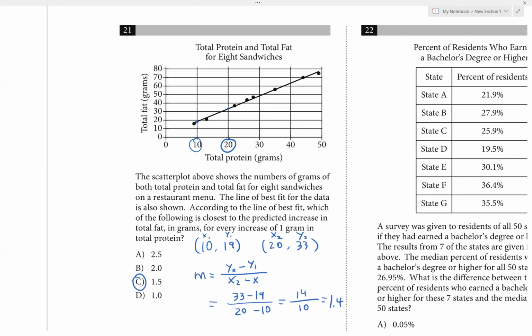Okay, so you don't have to pick these 2. You can pick any 2 points that are on the line. Again, we can use that to help us solve, and it should work.